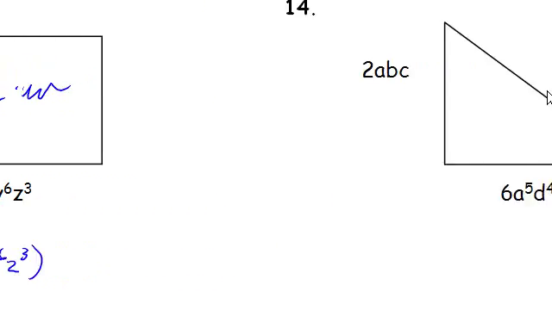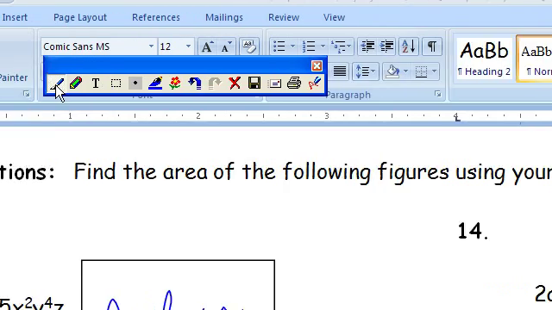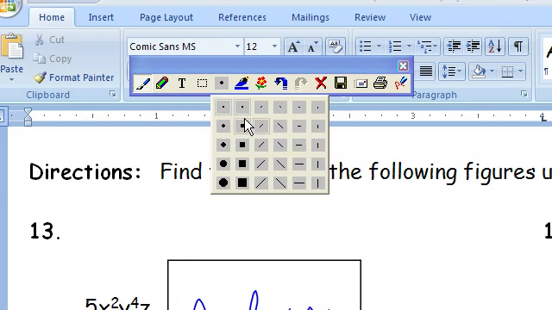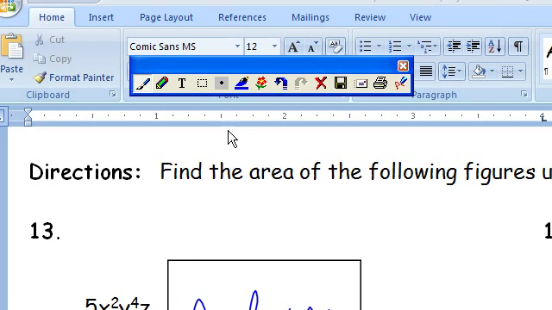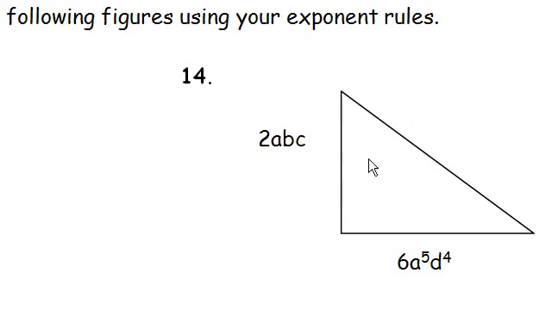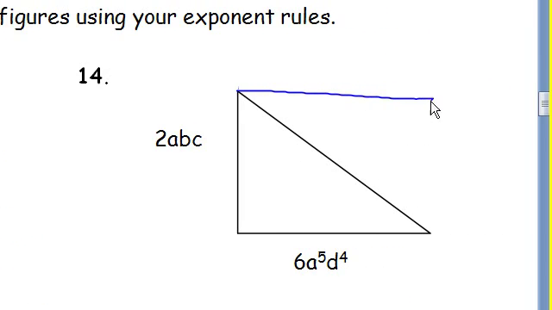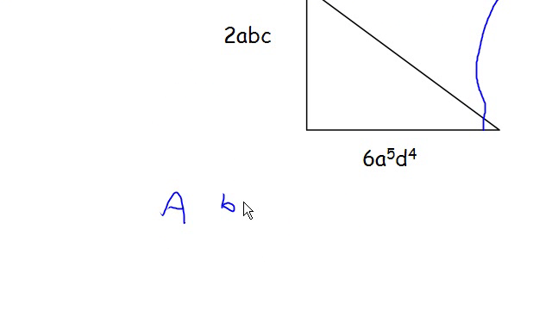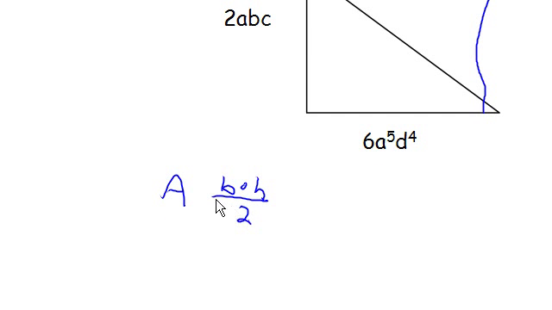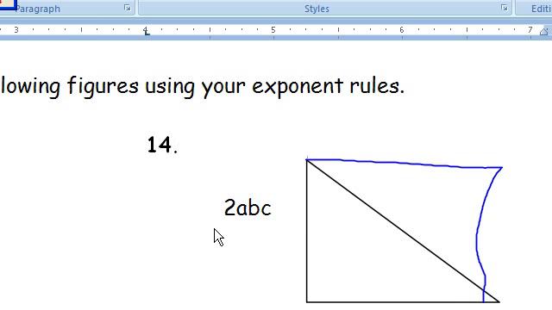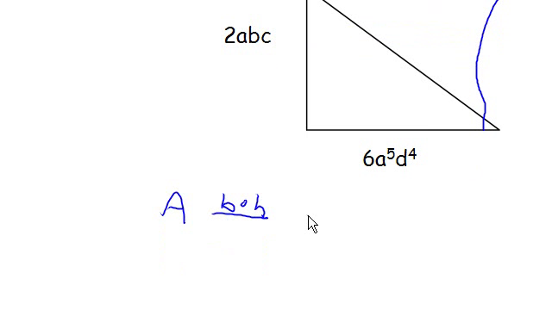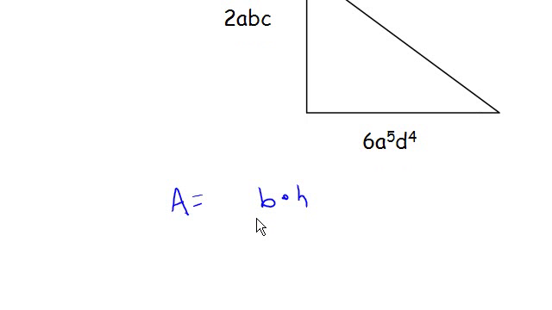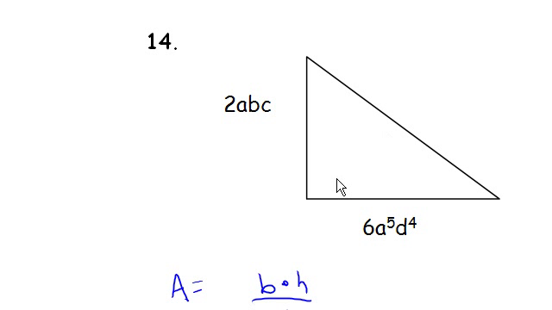All right, let's come over to this triangle. I'm going to make this a little bit darker. Let's see what happens when we do that. Okay, here's our triangle. We know that a triangle is half of a square, so that's why our equation is area equals base times height divided by 2. So what we will do is use that equation, area equals base times height divided by 2, to find the area of this triangle.